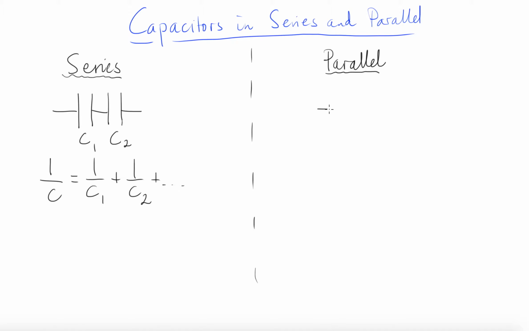However, if I was to connect two capacitors in parallel, like this, C1, this would be C2, then the combined capacitance is simply C1 plus C2. Again, the opposite for when you combine resistors in parallel. Why is this the case?